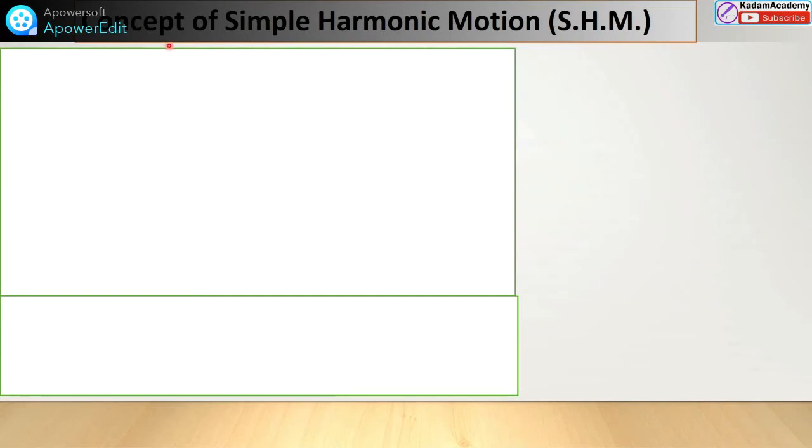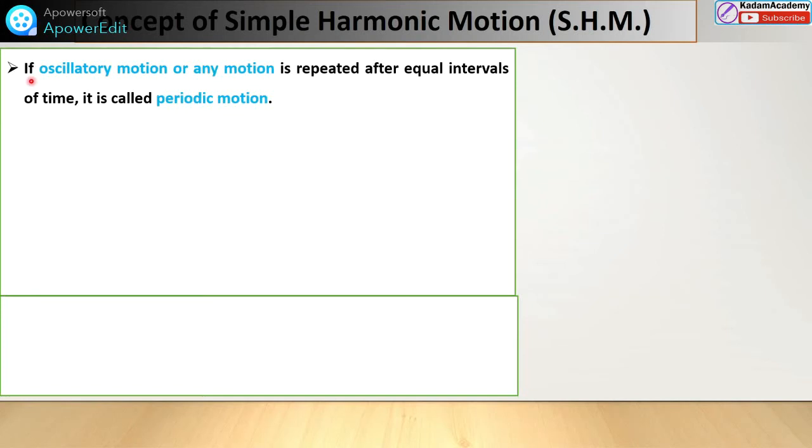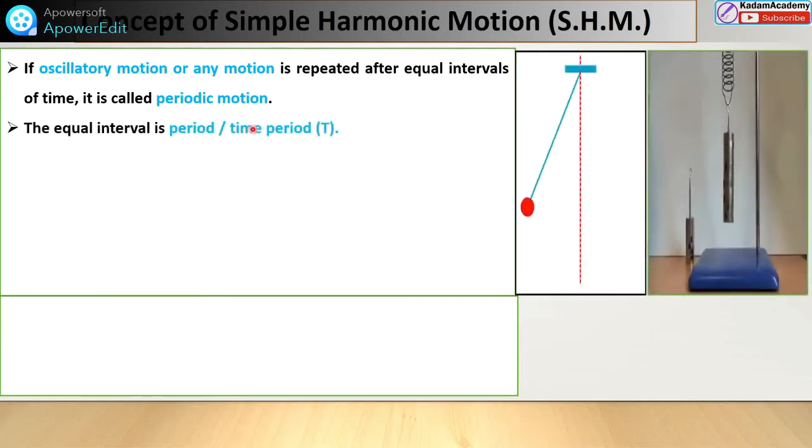Friends, the concept of simple harmonic motion. Here in this SHM, what will happen? You have studied oscillations. If an oscillatory motion of any kind is repeated after an equal interval of time, it is called periodic motion. We know this periodic motion. That equal interval is the period or time period.